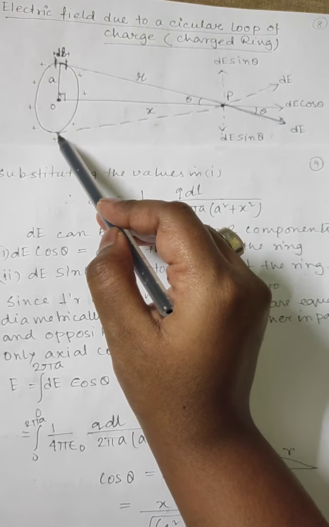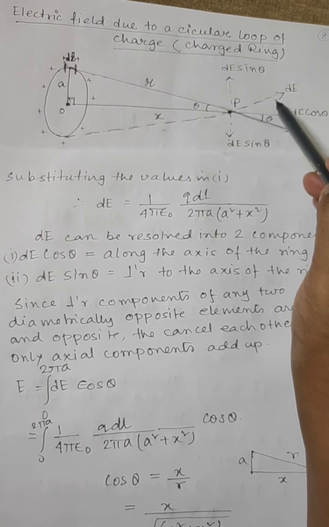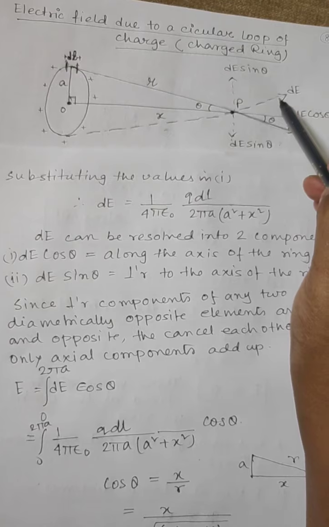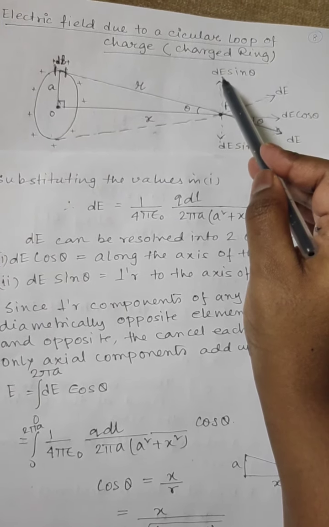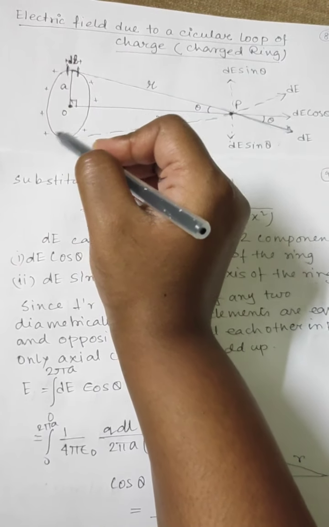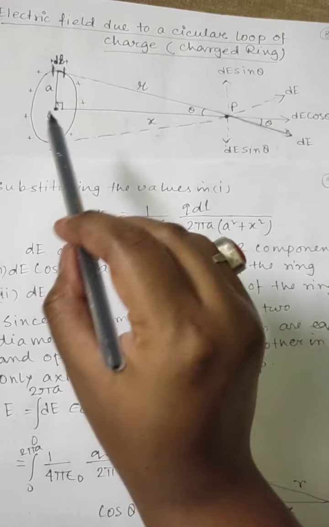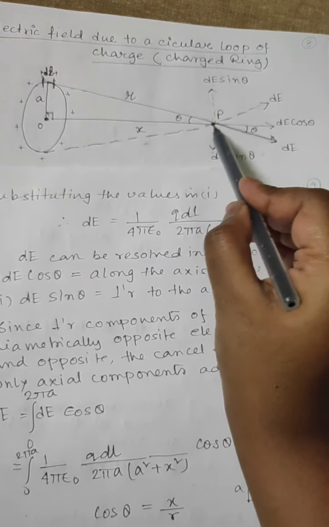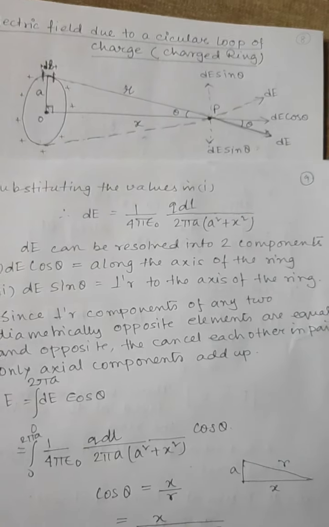The electric field due to this element will be in this direction again, that is dE. Now this dE can also be resolved into two components, again dE cos theta and dE sin theta. Likewise, we can consider innumerable infinitesimally small elements everywhere. So for all the elements, the dE cos theta components will be added up like this, and the dE sin theta components will be cancelled out.